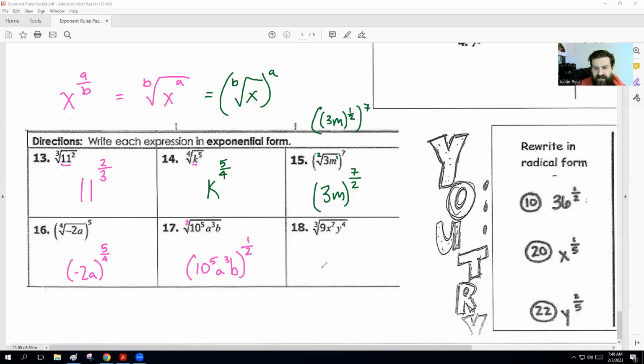And even like this one here, here's another super complicated base. We got 9x to the 7th, y to the 4th. And all this is going to be to the index of 3. That's the numerator or denominator. Numerator b to the 1.